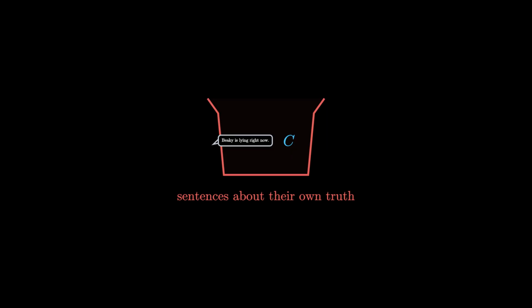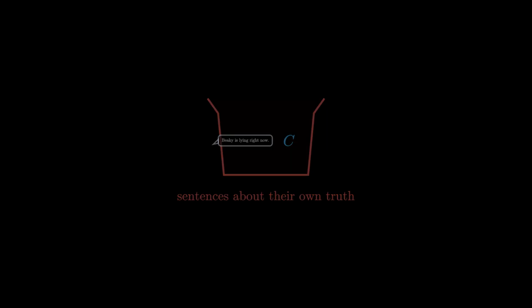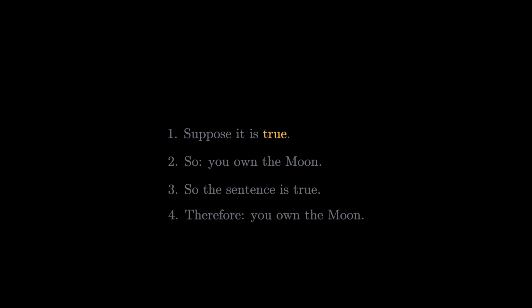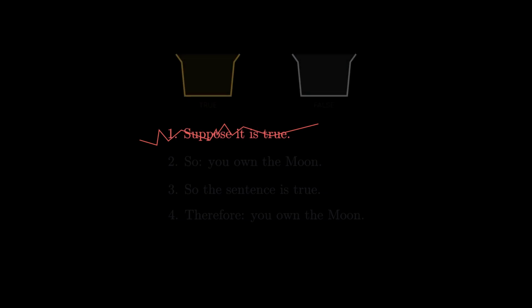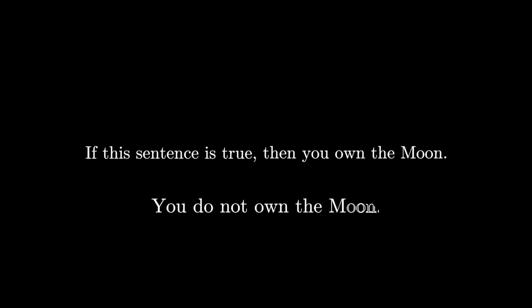Which is the crack. Go back to step 1 of that proof. Assume the sentence is true. You cannot. You do not get to assume a sentence is true until it is the kind of thing that is capable of being true or false in the first place. You do not own the moon. 5 joiners, 1 table each. That is all it took. And 1 sentence that never had a verdict to begin with.